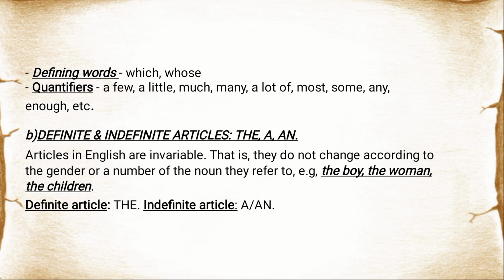B. Definite and indefinite articles: the, a, an. Articles in English are invariable. That is, they do not change according to the gender or number of the noun they refer to. Examples: the boy, the woman, the children. Definite article: the. Indefinite article: a/an.